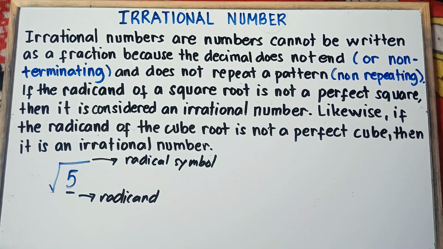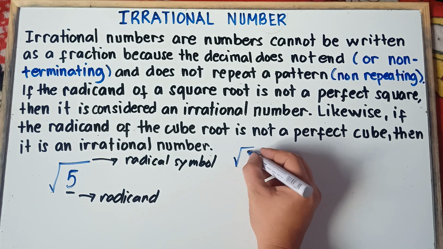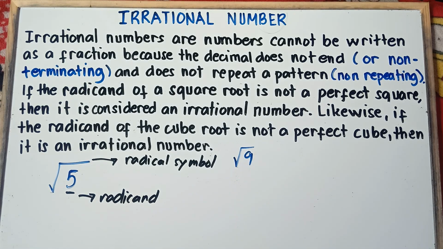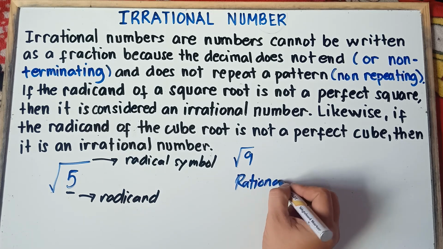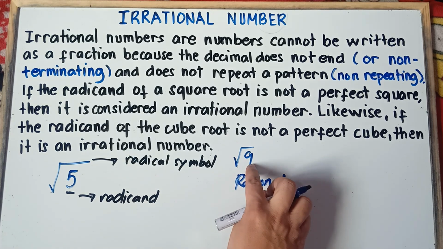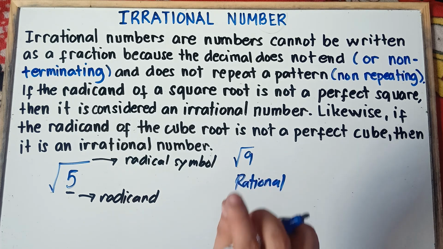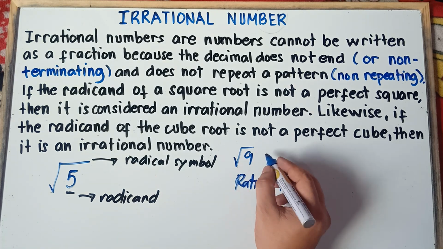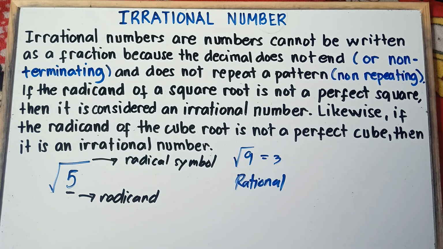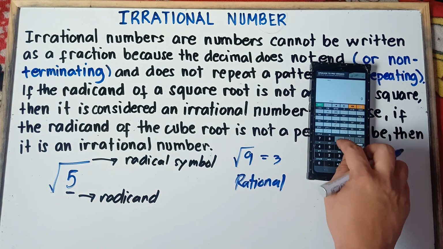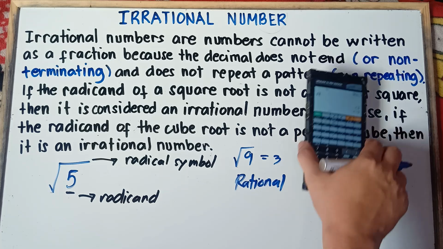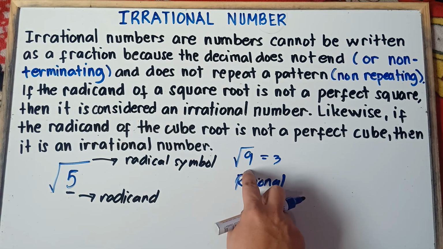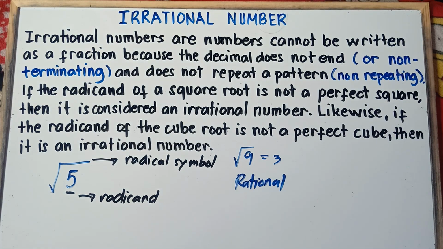Another example, if I say square root of 9, is it a rational number or irrational number? That's correct, it should be a rational number. Why is that, sir? Because 9 is a perfect square. If we get the value of square root of 9, the answer is 3, right? Even if you use your calculator, square root of 9, the answer is 3. So therefore, the square root of 9 is a rational number because 9 is a perfect square.